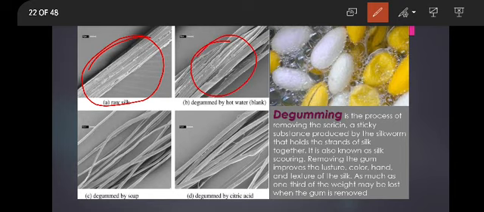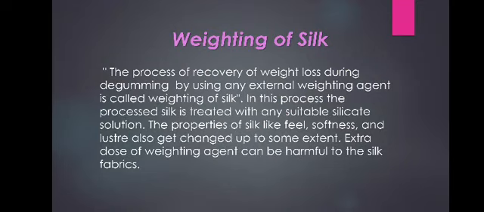Then weighting of silk. While degumming, it loses the resin content and this reduces the strength of the silk fiber. To regain the strength and the weight, the silk fibers are weighted. In the weighting process, it is treated with silicate solutions or metallic solutions to form a layer of metal ions around the silk thread. It will give weight to the silk fiber, and the weight reduction due to the loss of resin will be made normal.